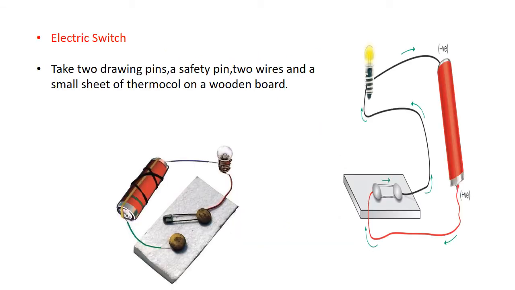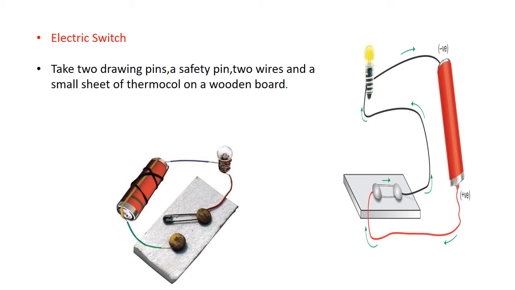Next, electric switch. We have an arrangement at home for switching on and off of our homemade torch by moving the base of the bulb away from the tip of the cell. This is simple. The similar way we can make an electric switch. For this what you need is 2 drawing pins, a safety pin, 2 wires and a small sheet of thermocol or a wooden board.